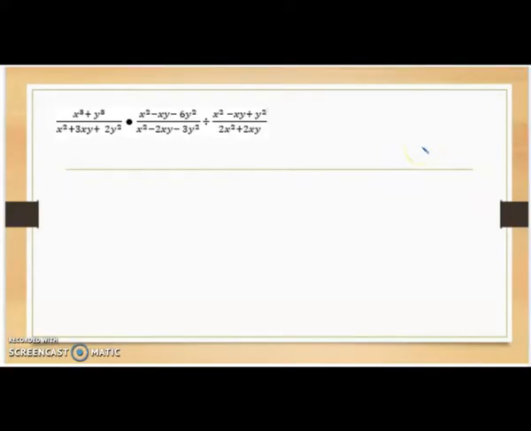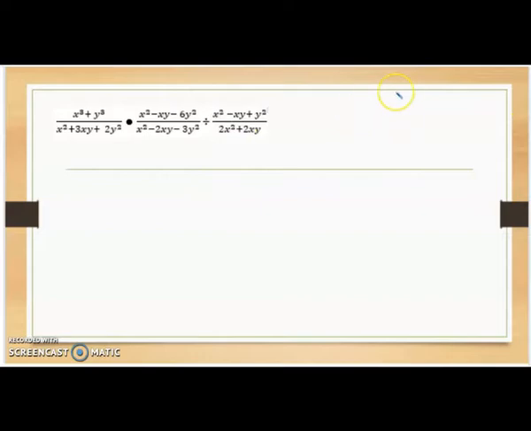Okay, let's have the first example. So we have here x cubed plus y cubed all over x squared plus 3xy plus 2y squared, times x squared minus xy minus 6y squared all over x squared minus 2xy minus 3y squared, divided by x squared minus xy plus y squared all over 2x squared plus 2xy.